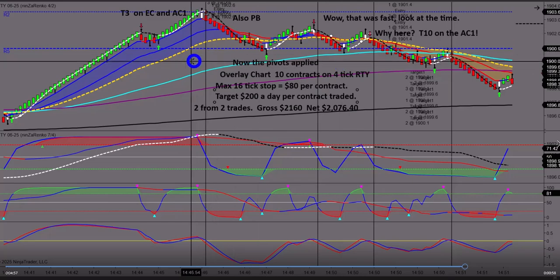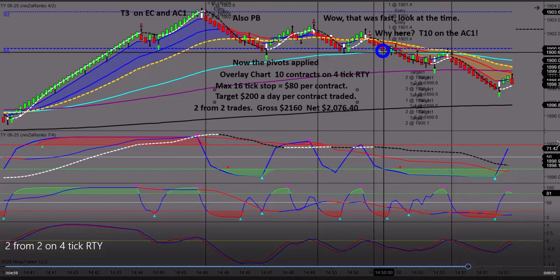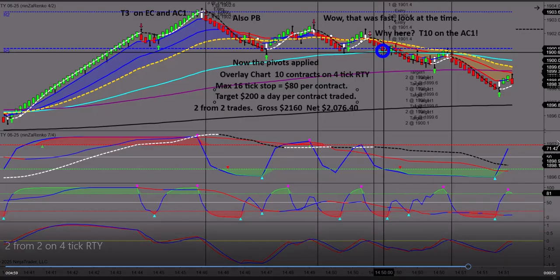Now with this just here, yeah, so as you can see, that was very fast there. And for members watching this, it's a T10 on the anchor chart one. So I mentioned traders the reversal confirmation. I call them T10s. And once you learn, it's just a pattern. Okay, and you can see I'm in and out very quickly.